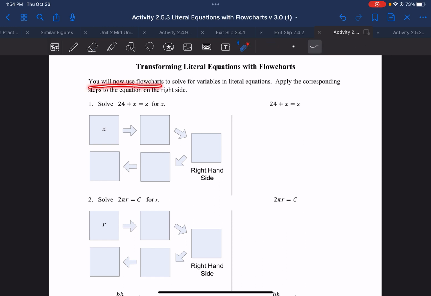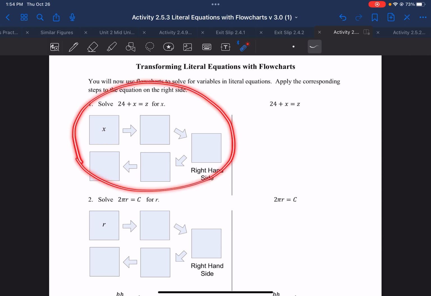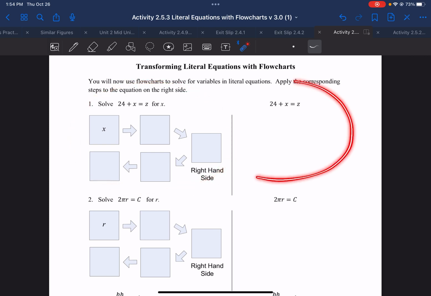You will now use flowcharts to solve for variables in literal equations, applying the corresponding steps to the equation on the right side. So first we're going to be using the flowchart, and then once we have the steps down in the flowchart, we're going to transfer them into the algebra method over on this side. To solve literal equations, we're not solving for a number anymore. We're now solving for a variable. So notice that there are two variables and we're solving for x.